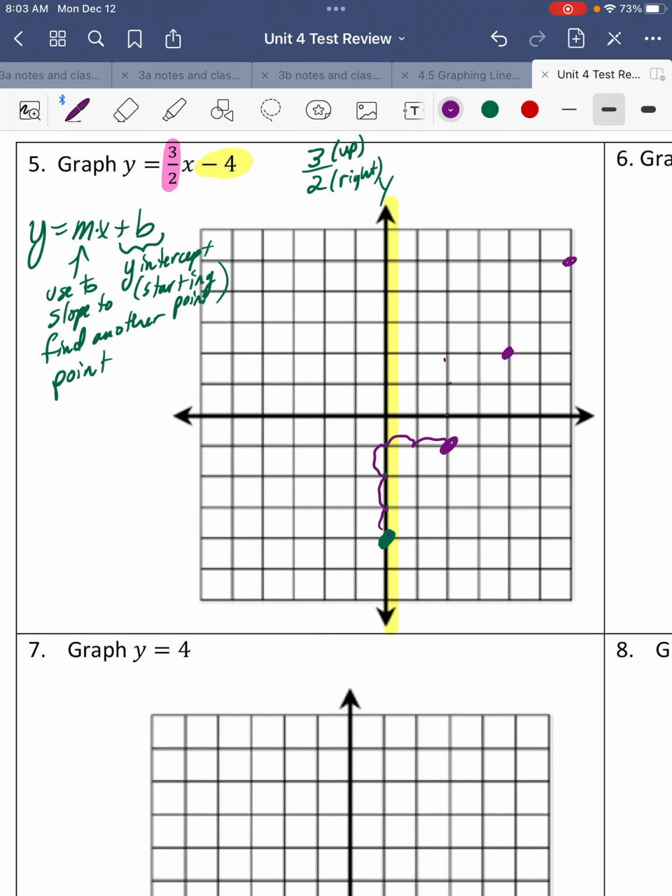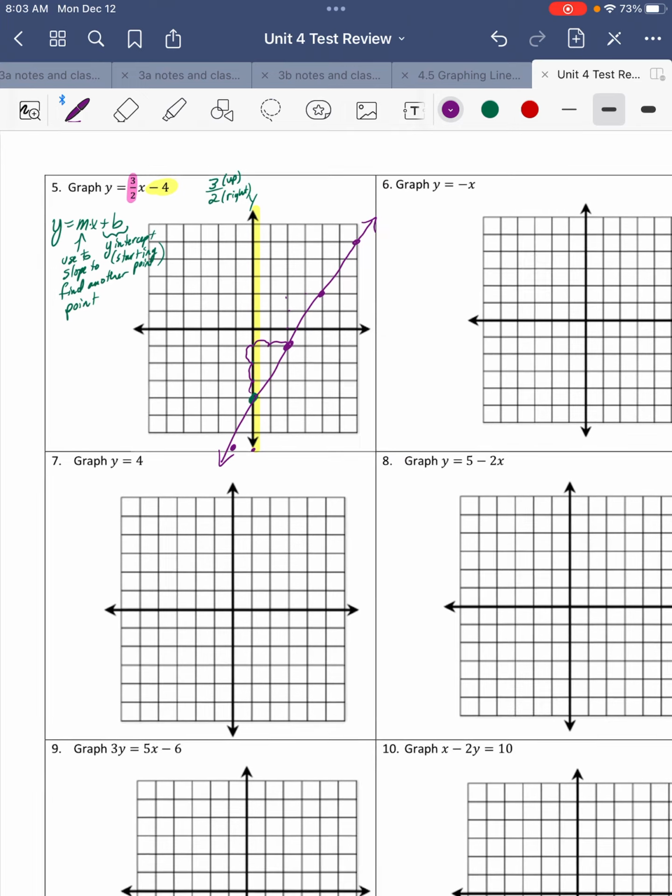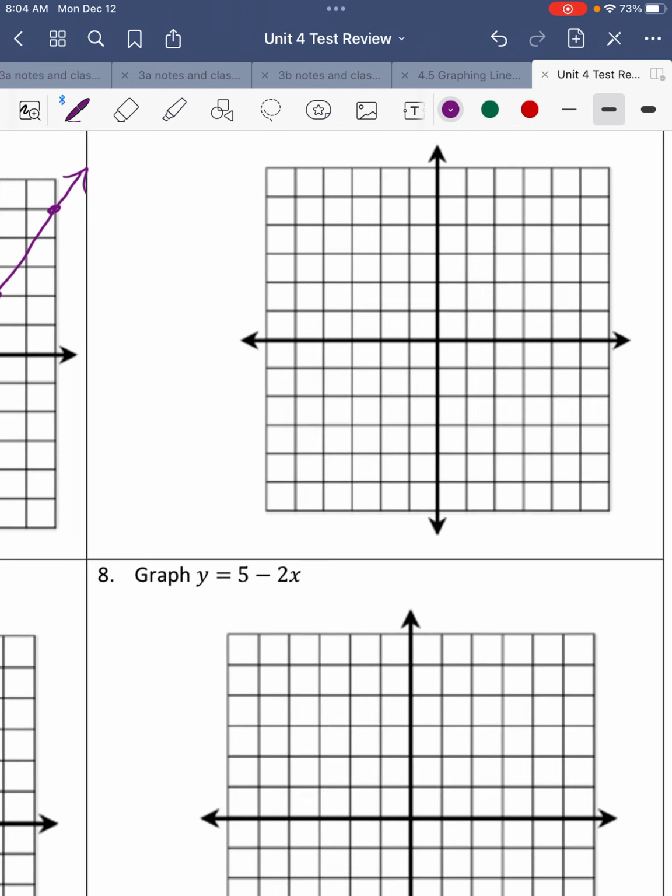Instead of going up 3 and right 2, you could go down 3, we're off the graph, and left 2. So you can go the opposite direction. Make sure you draw your line. Oh my goodness, that is so wavy. And put some arrows on the end. Draw your line through all the coordinates and draw an arrow on the end.